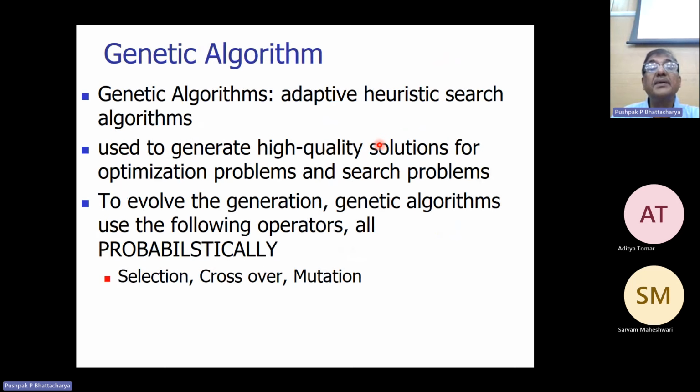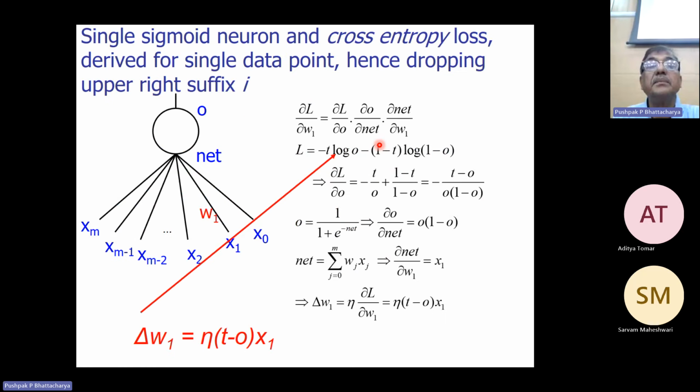Now, genetic algorithm is sometimes used to fix the initial values of the neural network, by what are called mutation and crossover operators. So that is another interesting discussion.